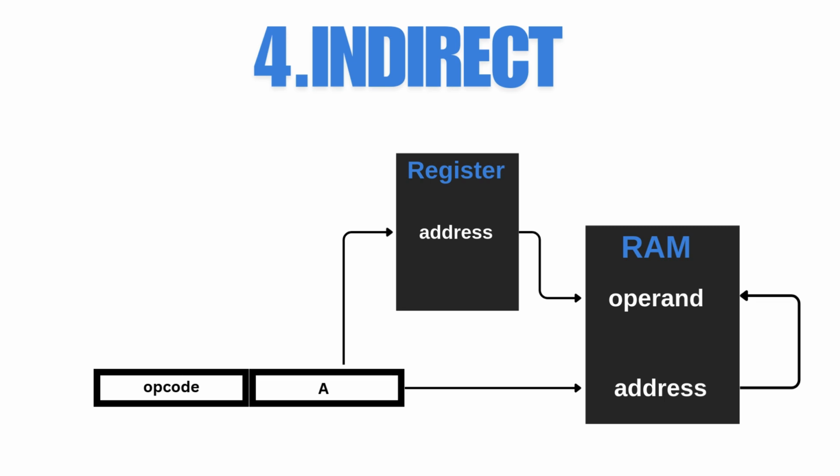Indirect addressing mode is an addressing mode where the instruction specifies a memory location or a register that holds the address of the operand rather than the operand itself. In other words, it's a two-step process. First, the CPU accesses the address in the specified register or memory location, and then it uses that value as a pointer to retrieve the actual operand.